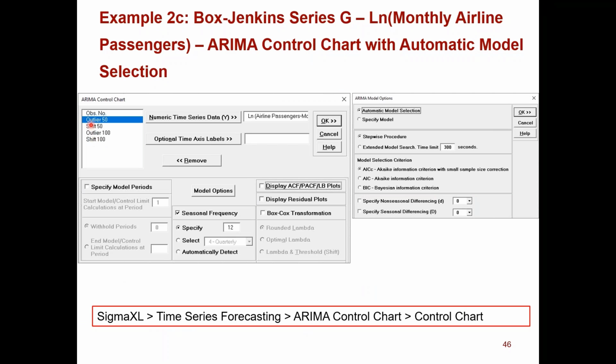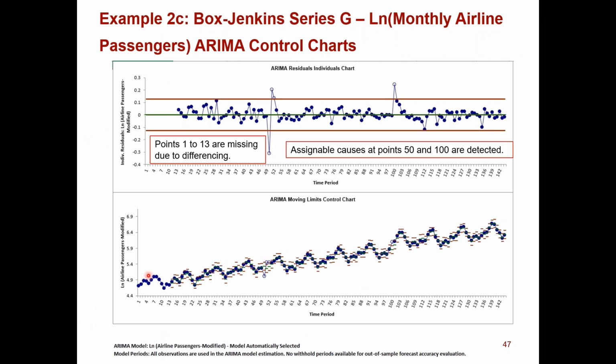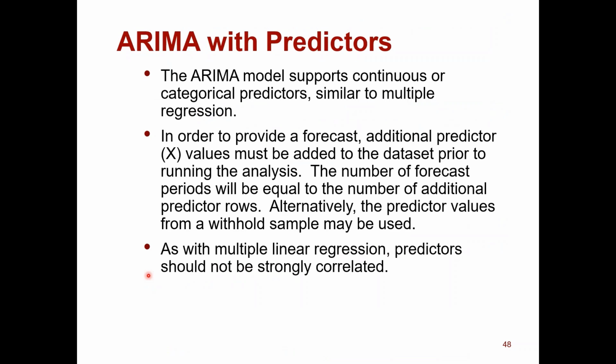So let me go back to the slides. And here, ARIMA with predictors. The ARIMA model supports continuous or categorical predictors, similar to multiple regression. If you're doing a forecast, you must supply additional predictor values. However, we're not interested so much in forecasting as we are in producing a control chart, and that's basically a one-step ahead forecast. So it's a different application. We're using the model and we're control charting the residuals, looking for those assignable causes. Again, you have to be careful with your predictors. You don't want predictors that are strongly correlated.